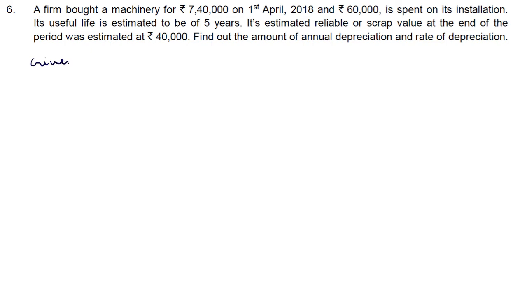Here C will be the cost of the machine plus the installation charges. So C will be the sum of these two. So it is 7,40,000 plus 60,000, which is equal to 8 lakhs.